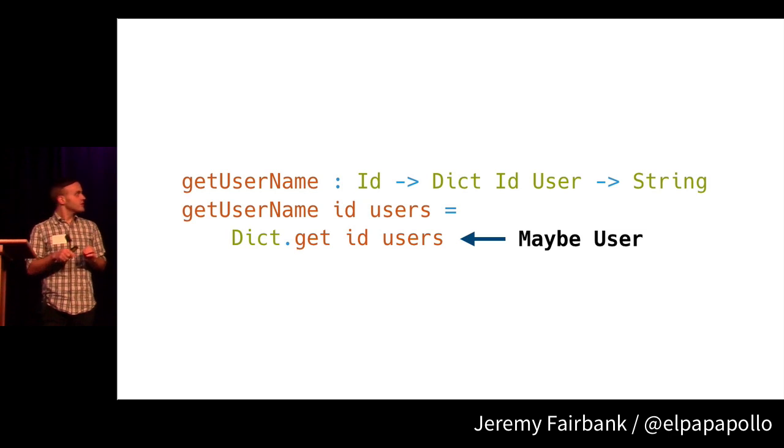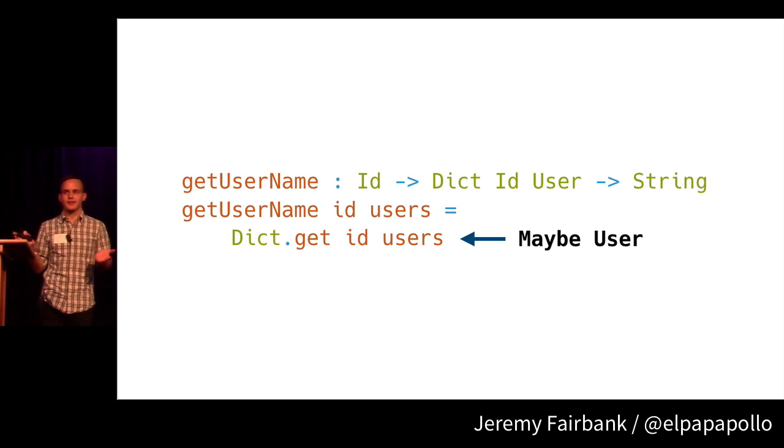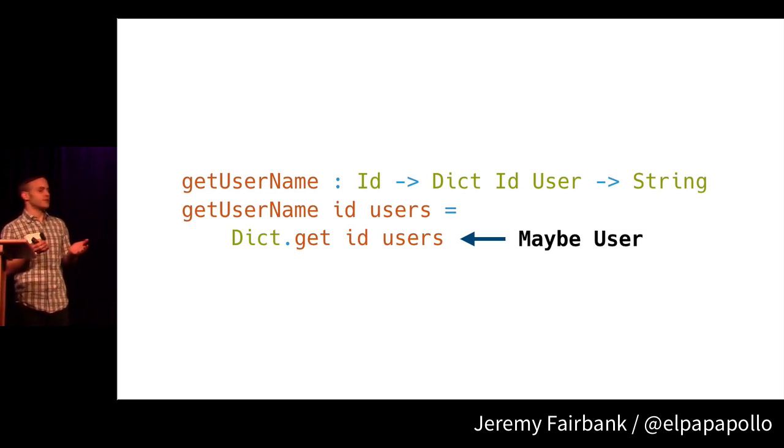There are functions built into Elm. In this case, I have a Dict.get function that takes the key and then the dict, which is the users in this case. It's going to return a user, but that user may or may not exist, so it's going to return Maybe of a user. It's essentially going to return a box that might contain a user.